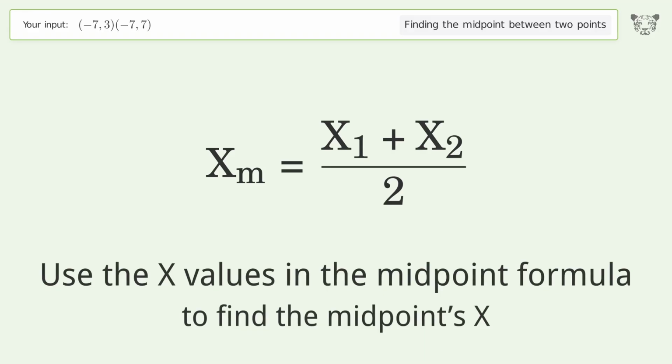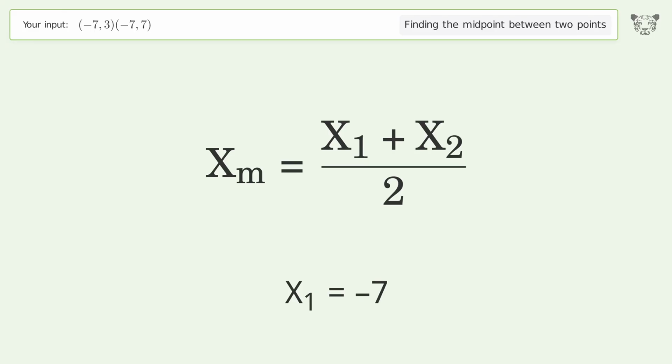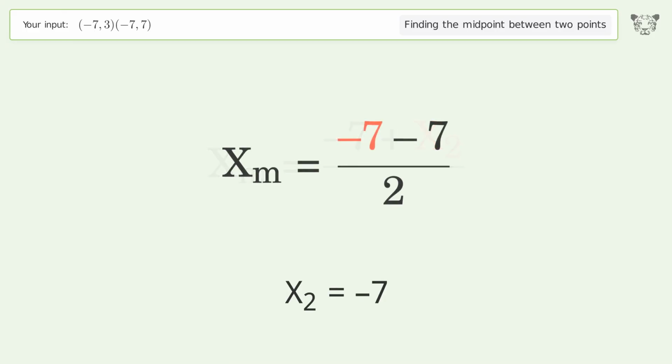Use the x values in the midpoint formula to find the midpoint's x. x1 equals -7. x2 equals -7. Simplify the arithmetic.